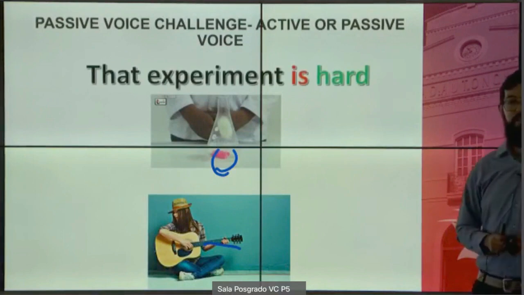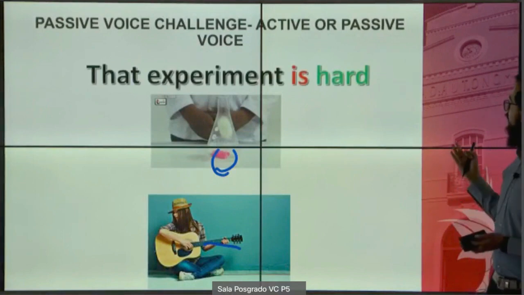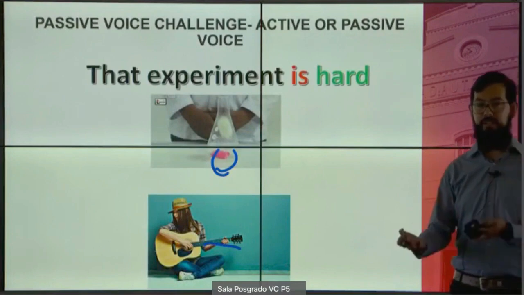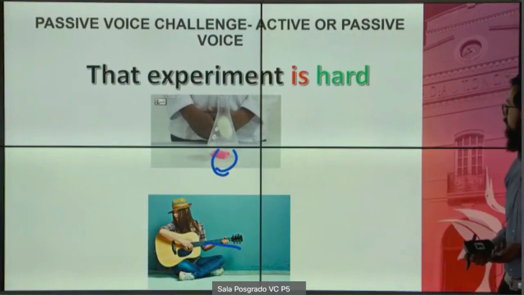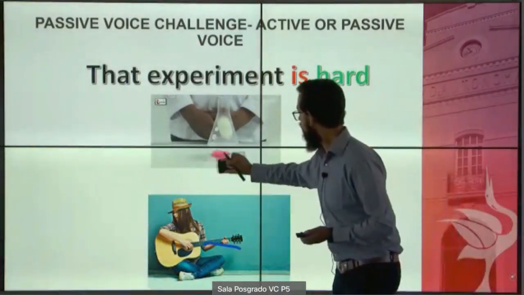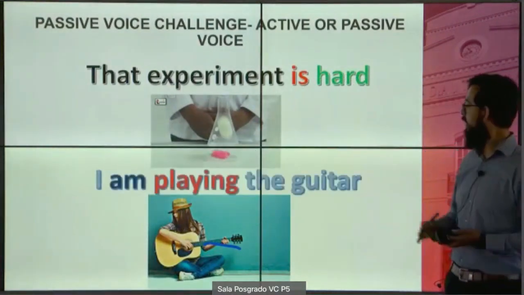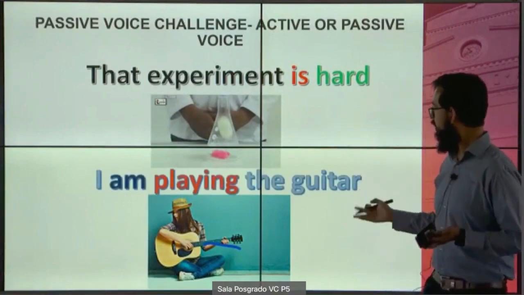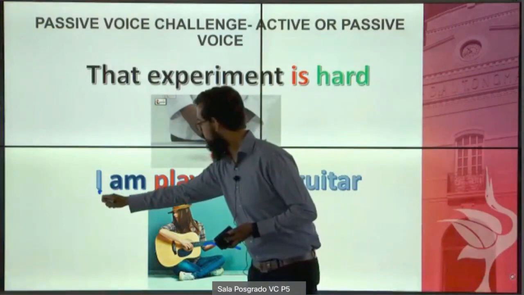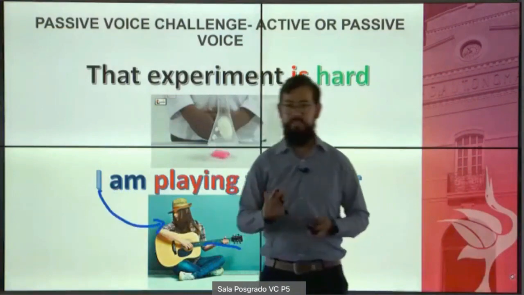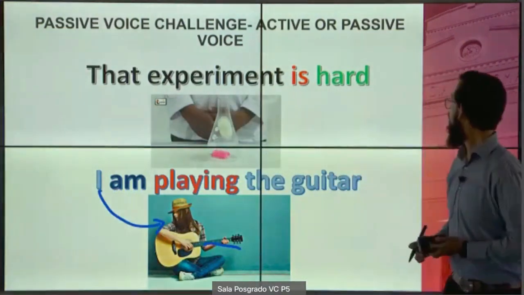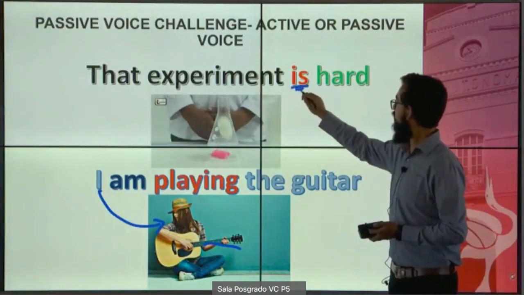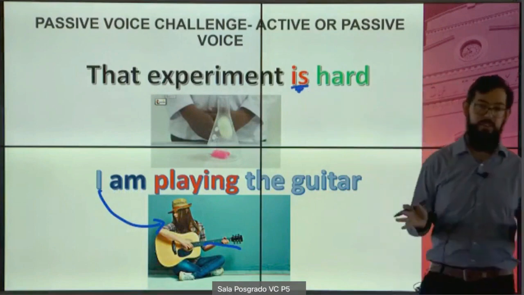That experiment is hard. Is it active voice or passive voice? And how do you know when it's active voice or passive voice? Let me erase this. I am playing the guitar. The emphasis is on the person. So it's not passive voice. Okay? And here, the experiment is hard. This is the verb to be, right? But this is an adjective. So it's not passive voice.